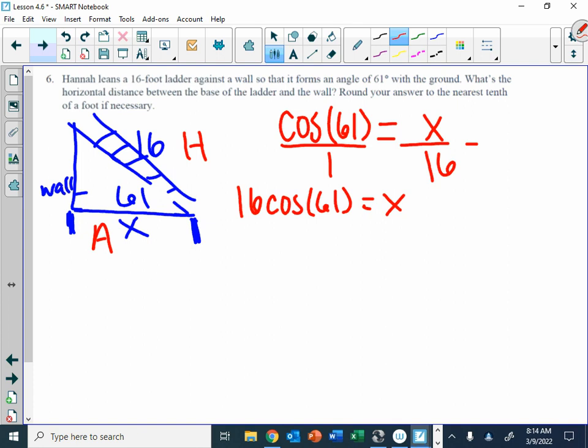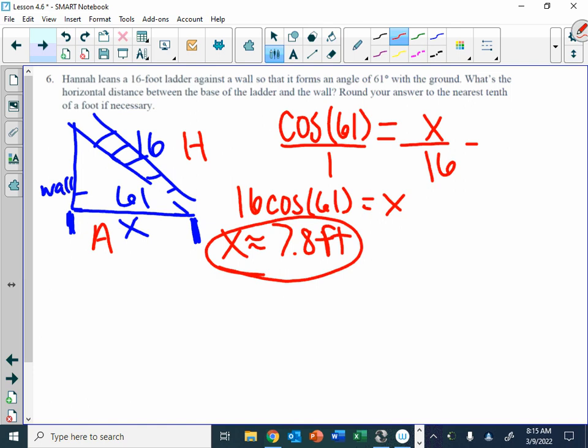Alright, x is approximately, what is x? Good, 7.8 feet. Did we not get that? Or just critically good? Okay, y'all gotta talk to me. If there's something you're not understanding, something's not clicking, you gotta talk to me. Otherwise, I have no idea.